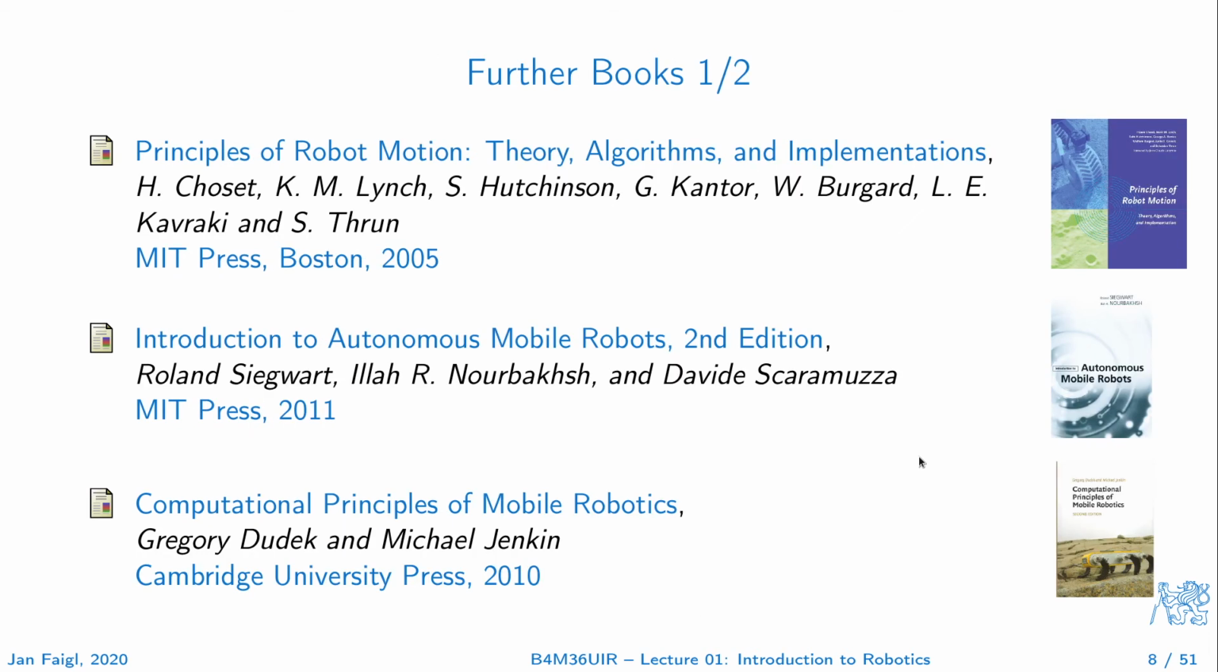There are also further textbooks that I can recommend, but they are not mandatory. There is Principles of Robot Motion: Theory, Algorithms, and Implementations. I would say that it covers a part of what is covered in the previous textbooks, but the style is a little bit different. So take a look at these textbooks and just verify which style you actually like. There is also Introduction to Autonomous Mobile Robots, which is relatively easy to read.